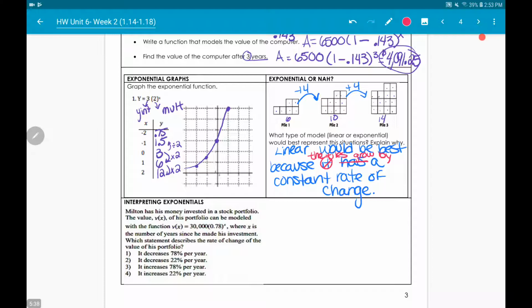All right, last question, interpreting exponentials. Milton has money invested in a stock portfolio. The value of his portfolio can be modeled by this equation. X is the number of years since he made his investment. Which statement describes the rate of change of his portfolio?